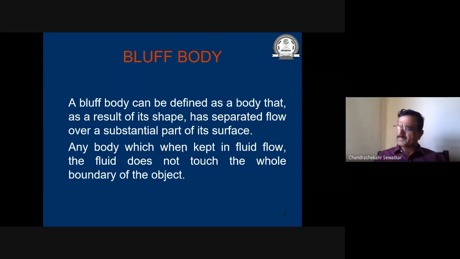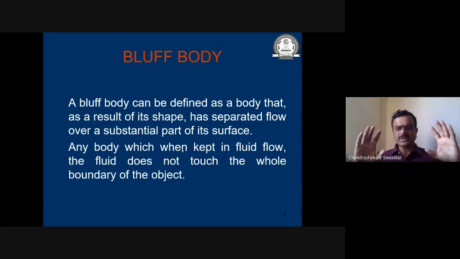For example, if you have an aerofoil shape, an aerofoil is a streamlined body. If the flow is occurring over the aerofoil, the flow is in touch with the surface of the body over a substantial part. So an aerofoil is usually called a streamlined body. But if it is a square plate, a square body, or even a cylindrical body, then such a body is essentially called a bluff body.